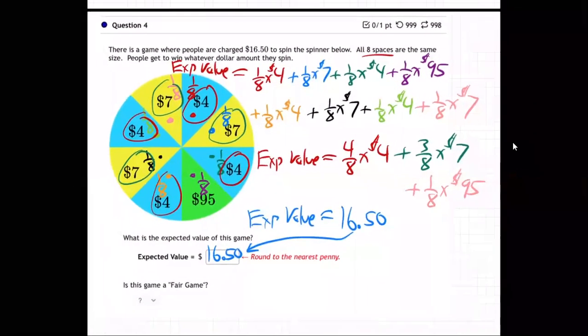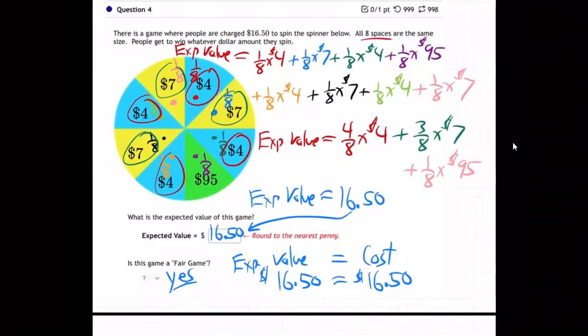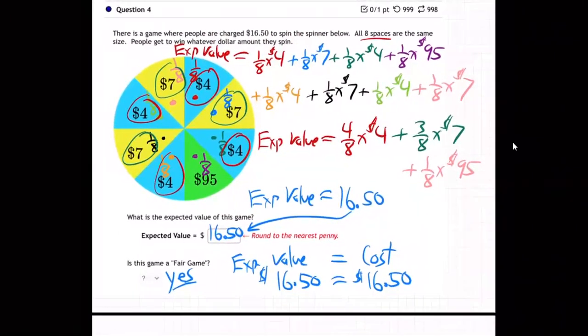So now it says up here, is this a fair game? Well, mine, they charged $16.50, so that's the same. So yes, mine is a fair game. Why? Because the expected value, which is $16.50, what I expect to win on average, equals the cost, which is also $16.50. So they're charging exactly what they know you're going to win on average.